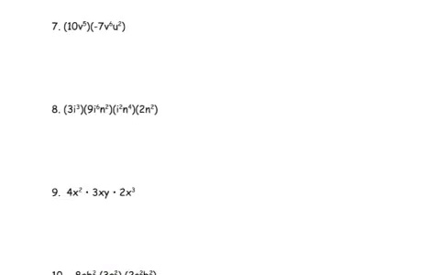7 is also multiplication, so I multiply my coefficients. 10 times negative 7 is negative 70. V is a base, and I would do 5 plus 6, which gives me 11. U, I only have the u squared.